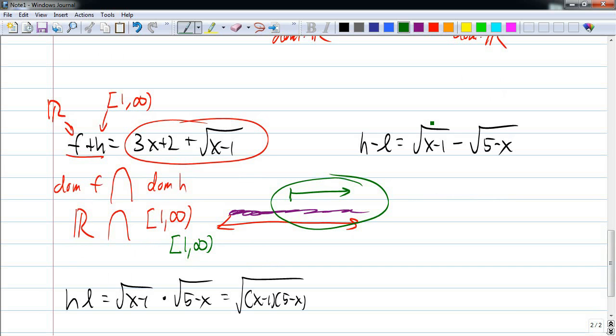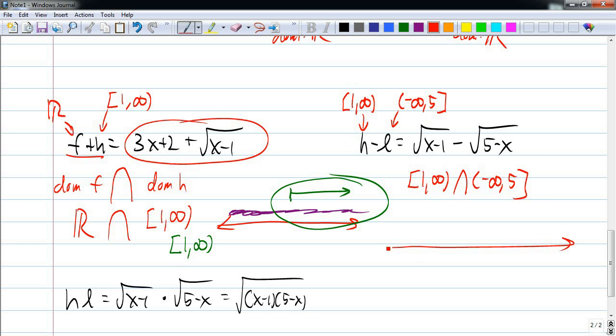Over here, h and L. H once again has a domain of 1 to infinity. L has a domain of negative infinity to 5. Okay? H plus L can only take x's that work in h and L, that work in both. So I have to intersect these two domains together to get that overlap.